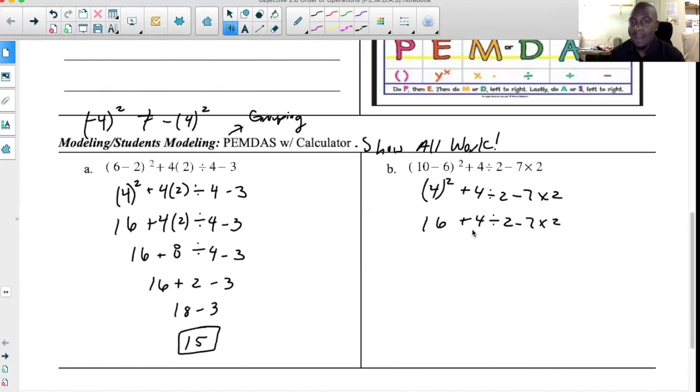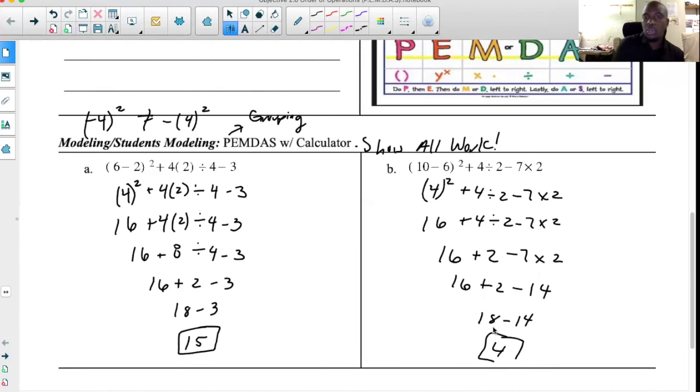Okay? Now I'm going to look and see I have multiplication. I have division. Which one comes first, left to right? Division does. So I have 16 plus 2, because 4 divided by 2 is 2, minus 7 times 2. Now I'm going to take care of the multiplication. Okay? And that's going to give me negative 14. Now I see I have 16 plus 2 minus 14. Addition, subtraction, left to right. I have 18 minus 14, and I'm left with the answer of 4. Okay?